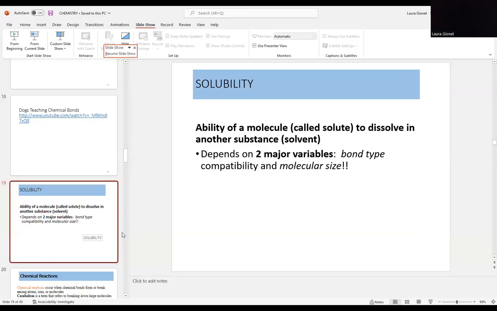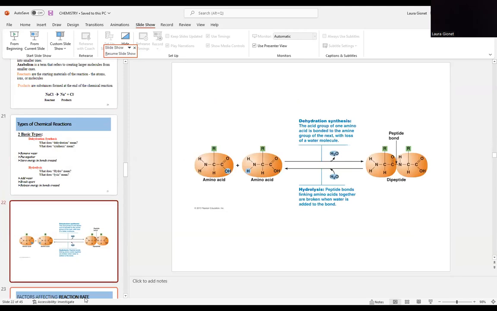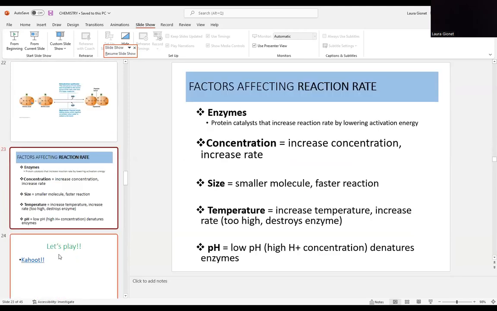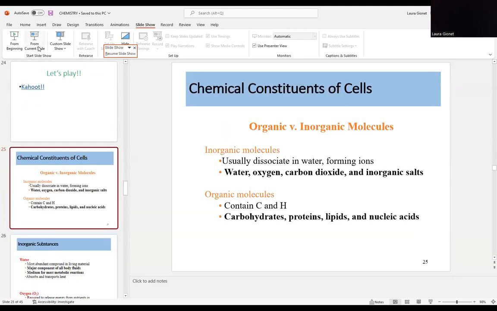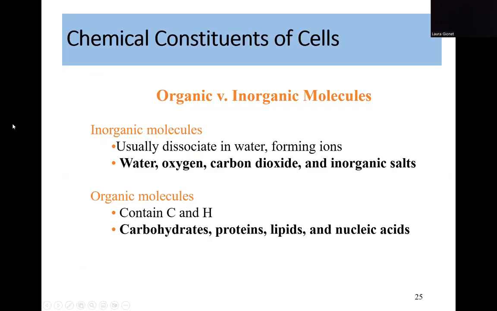Okay, so we were talking about solubility. We're talking about reaction rates. I talked about that little Kahoot quiz. Now we're going to talk about organic versus inorganic molecules, and then we're pretty much done.